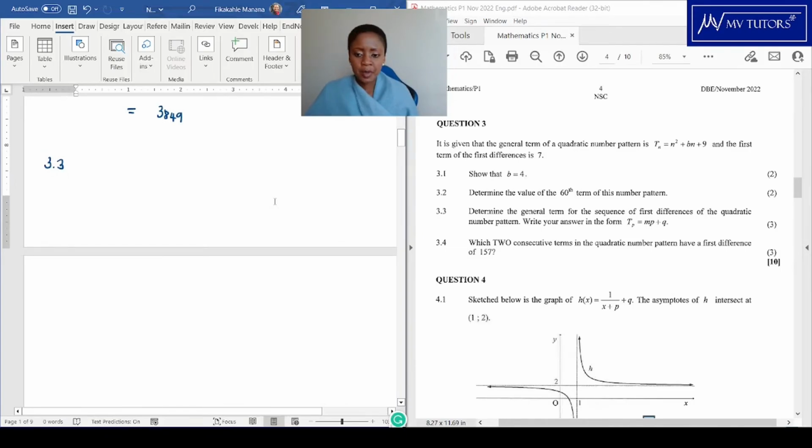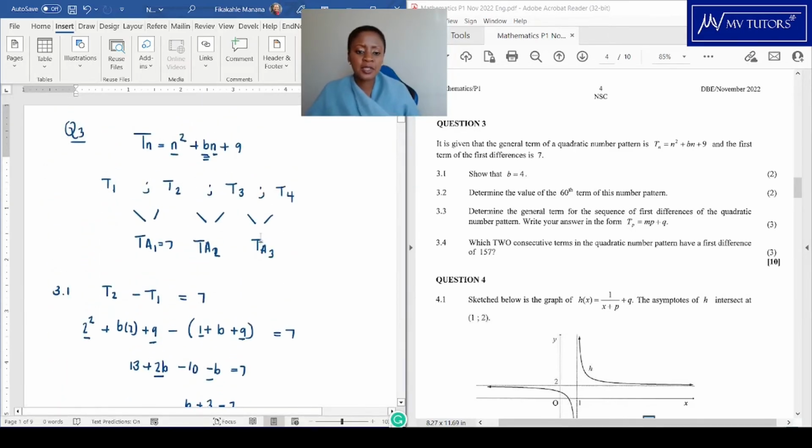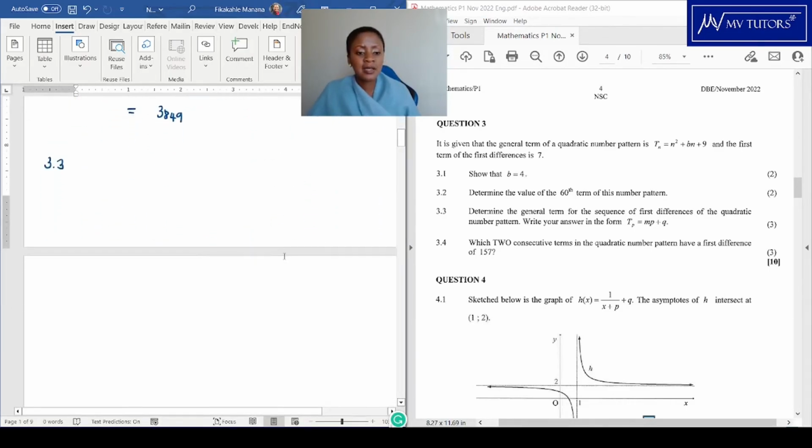Okay, cool. Now 3.3, let's just take it up. Determine the general term for the sequence of first differences of the quadratic number pattern. Write your answer in the form Tp is equal to mp plus q. So basically we are looking for the general term formula over here. Remember, we also have that common difference there at the bottom. So my strategy here is to get the values for T1, T2, T3, and T4. We already know the first term is 7. It was given to us. But yeah, let's get the first 4 terms of the quadratic pattern.